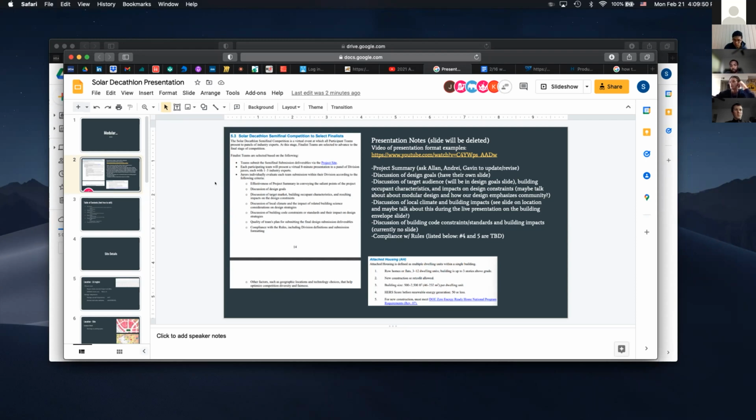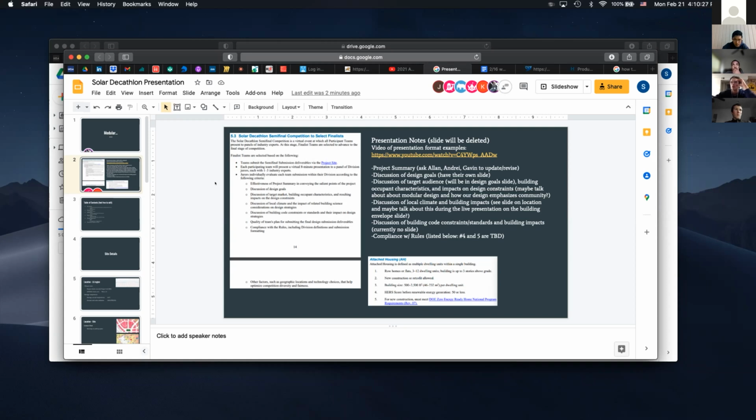So the first one is effectiveness of project summary and conveying the salient points of the project. I know we've been working a lot on this presentation itself, but hopefully with the data we gather here, it should be pretty easy to bang out a paragraph or two each, talking about different aspects of the building and the project summary.